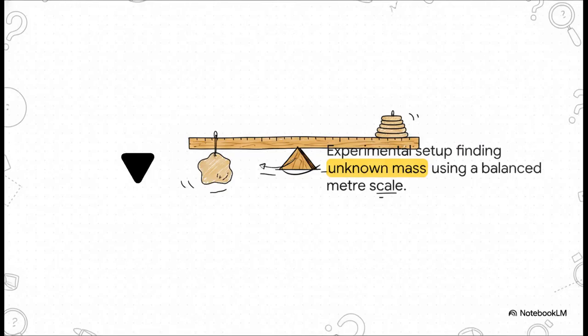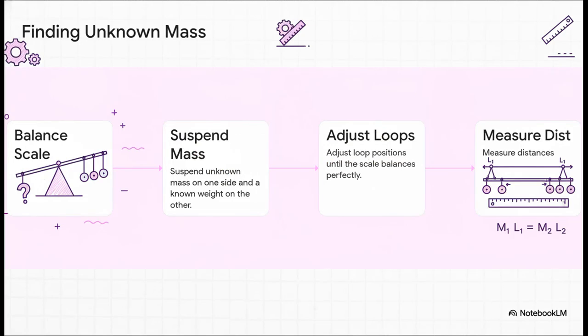Let's visualize this real-world lab setup for a second. We have a wooden meter scale acting as a beam, balanced perfectly horizontally on a sharp wooden wedge. On the left side, hanging from a little thread loop, we have an unknown mass. And on the right, we have standard known weights from a weight box. So, how do we actually run the experiment?